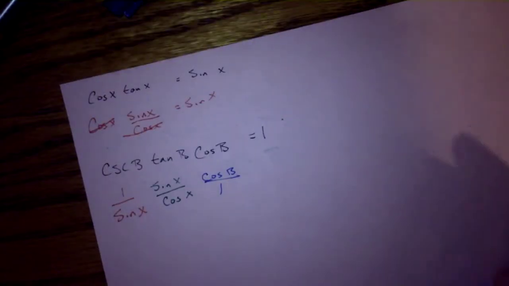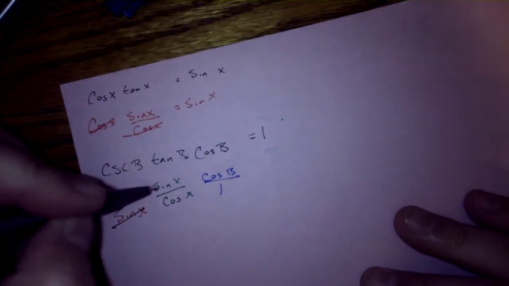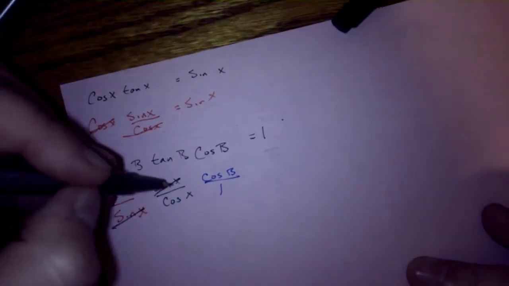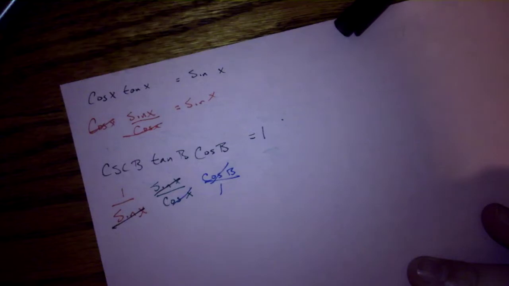And now, hopefully you all see the answer. Because look, that cancels out with that. And the cosines cancel out too. And we're left with 1 over 1. Done. Okay?